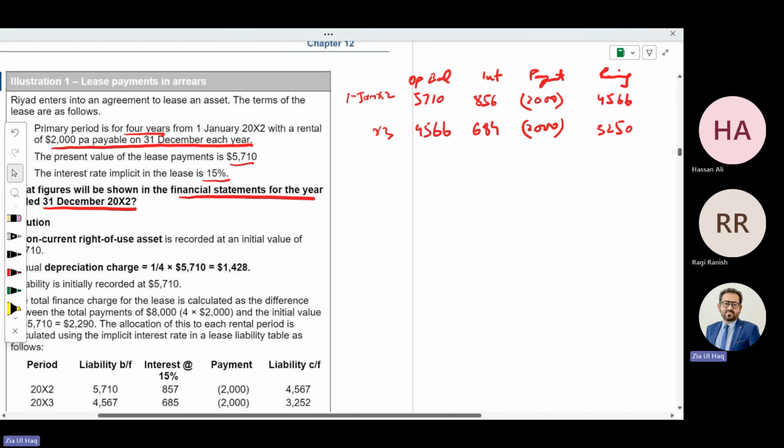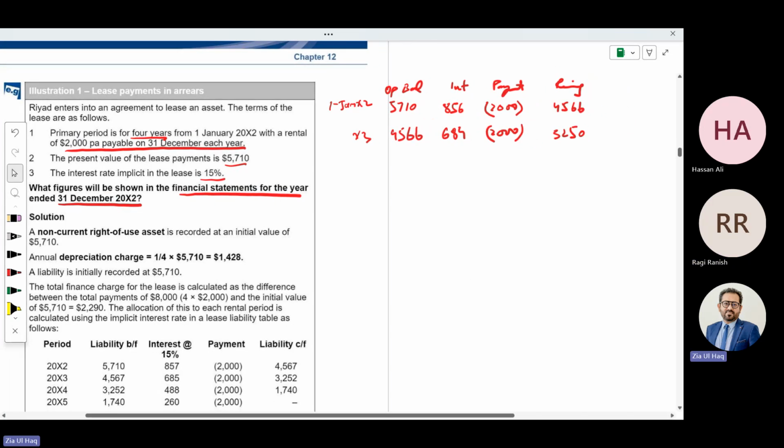So we are done with the liability part. This will be non-current liability because we need to show the 31st December 20x2 financial statement extract. And the difference between these two values, what is that? Lease liability. That is 1316. So this will be current liability.